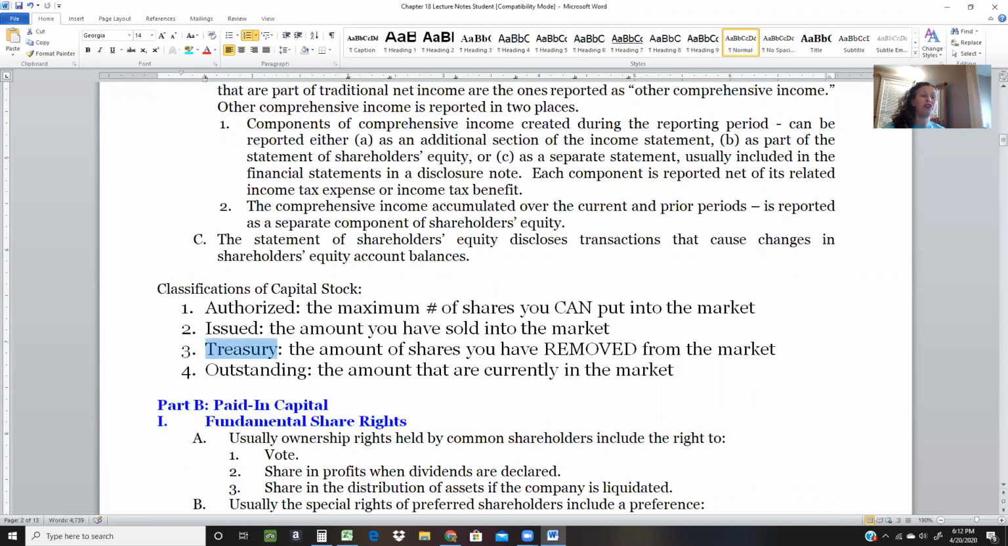If you remove shares from the market, that's a contra equity. Haven't had one of those yet. I'm excited. A contra equity offsets your equity account, so it's a negative in the equity section, just like a contra asset is a negative in the asset section. Equity has a credit balance.